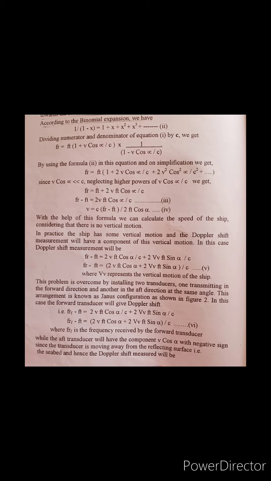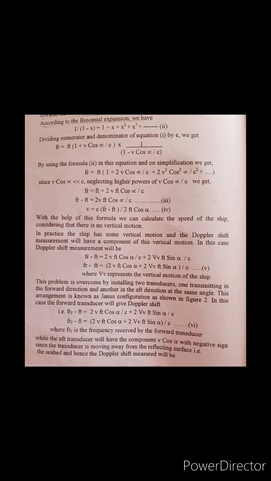Now we get another formula, that is fr minus ft equals 2v ft cos alpha by c. It's equation 3. So on doing simple rearrangement, we get v equals c times fr minus ft divided by 2 ft cos alpha, that is our equation 4. From this equation we are able to calculate the speed of a ship.